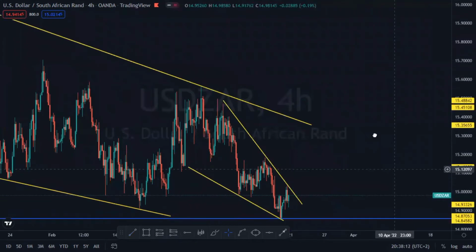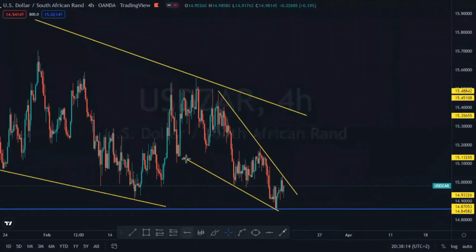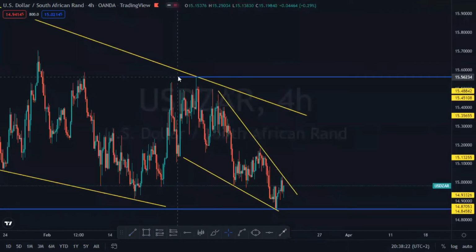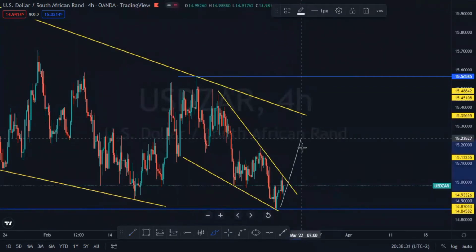So which means that buyers are really about to come into the market, right? And notice that here we have a high. So this is currently our high. So right now we are at a low, right? So I am anticipating that the market will give us an impulse, give us a correction, and the next impulse to the upside.